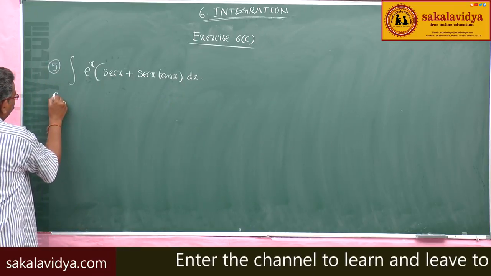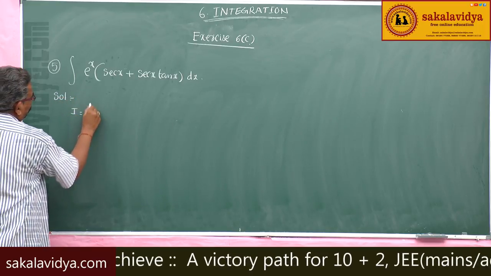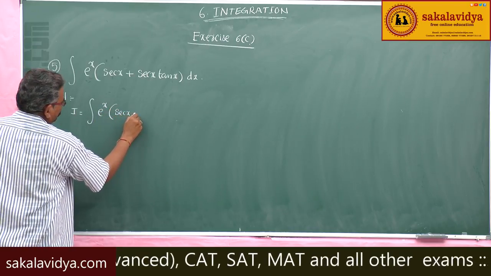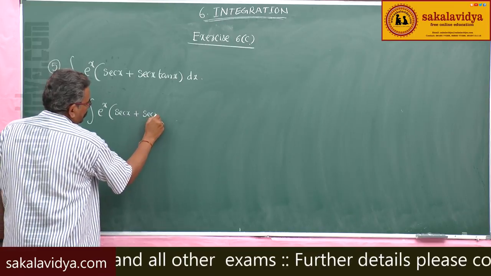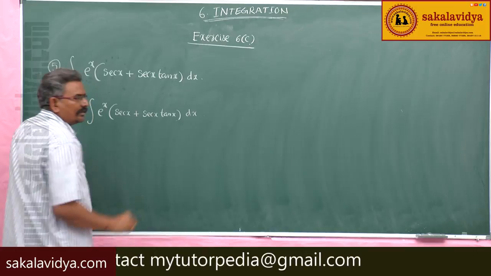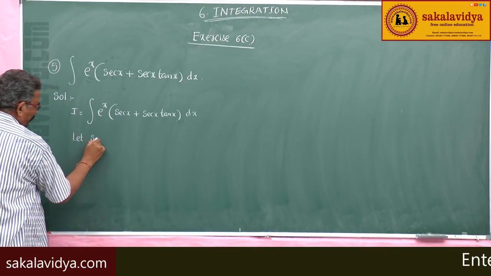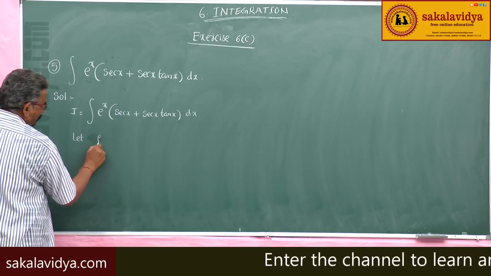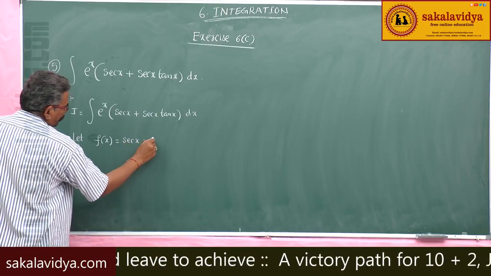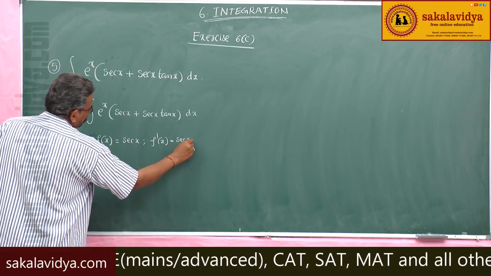So now I is equal to integral e power x into secant x plus secant x tan x dx. Let us suppose f of x is equal to secant x, whose derivative f dash x is equal to secant x into tan x.